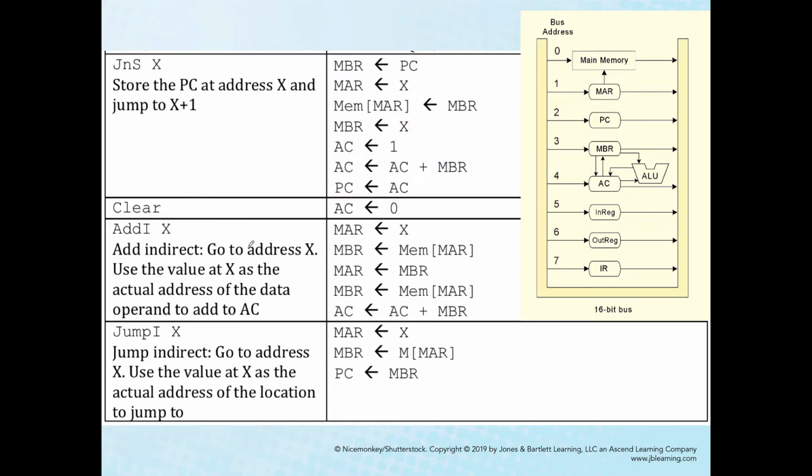X plus 1 is loaded into PC so that you can jump to X plus 1. Clear is very simple. And then Add Indirect X is that X is loaded into MAR. And then using that, you read whatever is in memory into MBR. But that is the actual address to read. So that is loaded into MAR again, and then from that location we read the data. So that is to be added with the accumulator. And then Jump Indirect is: X is used as the address, and at that address we read the data, and that data is loaded into PC, so we jump indirectly to that location.